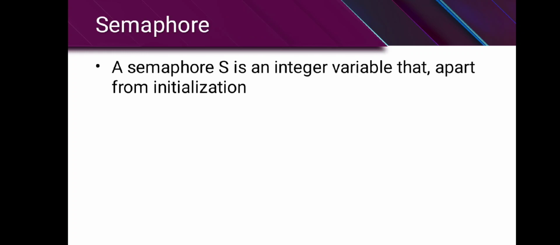Semaphore. A semaphore S is an integer variable that, apart from initialization, is accessed only through atomic operations. A semaphore is like a numeric flag in programming that helps control access to shared resources. It's initialized with a certain value and is used by different parts of a program to coordinate and limit how many can access the resource simultaneously.